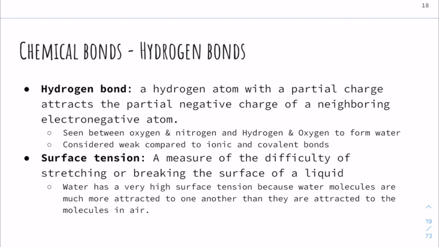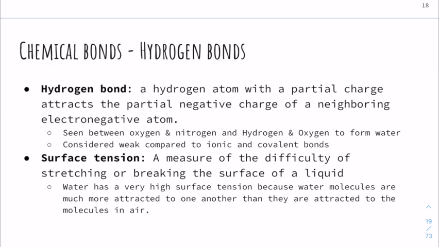Surface tension is also the measure of the difficulty of stretching or breaking the surface of a liquid. So water has a very high surface tension because water molecules are much more attracted to one another than they are attracted to the molecules in air.